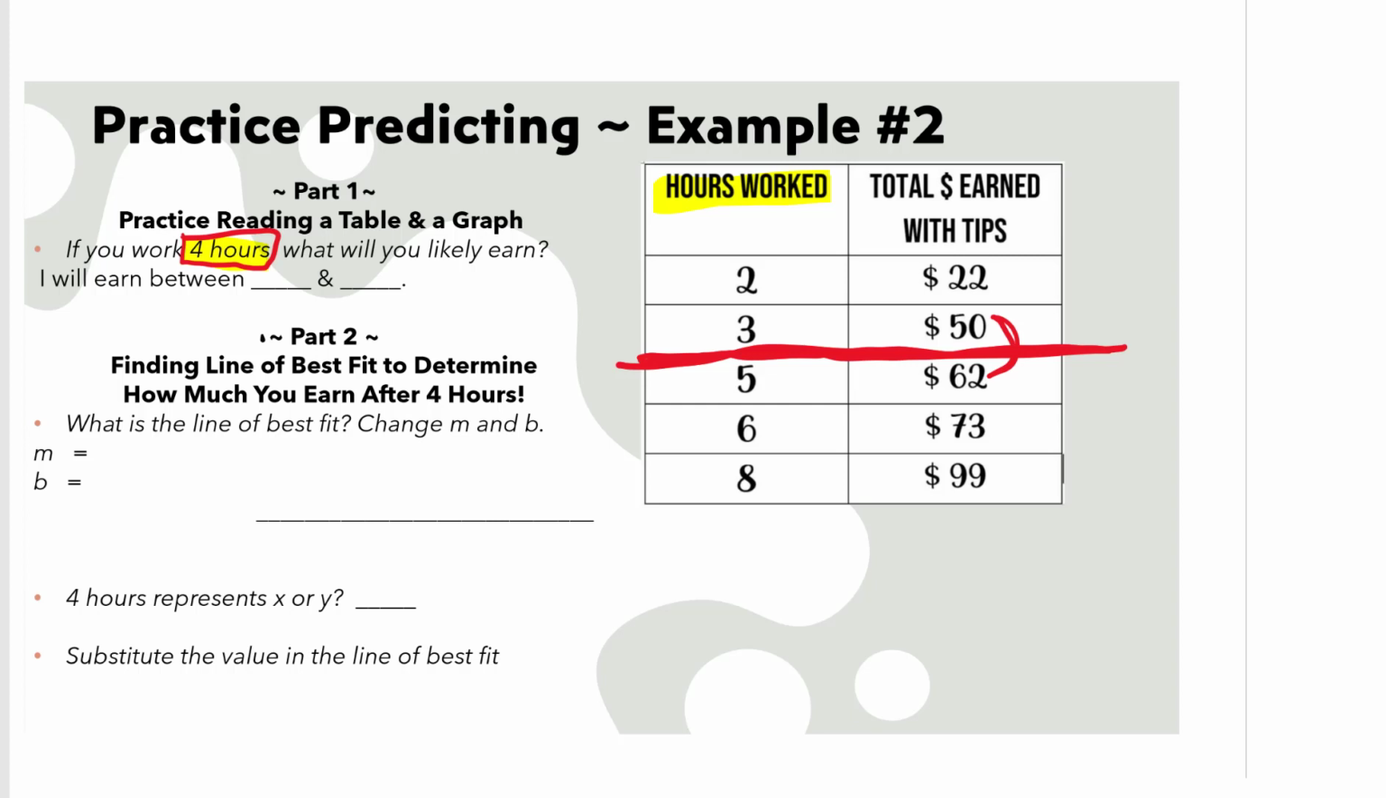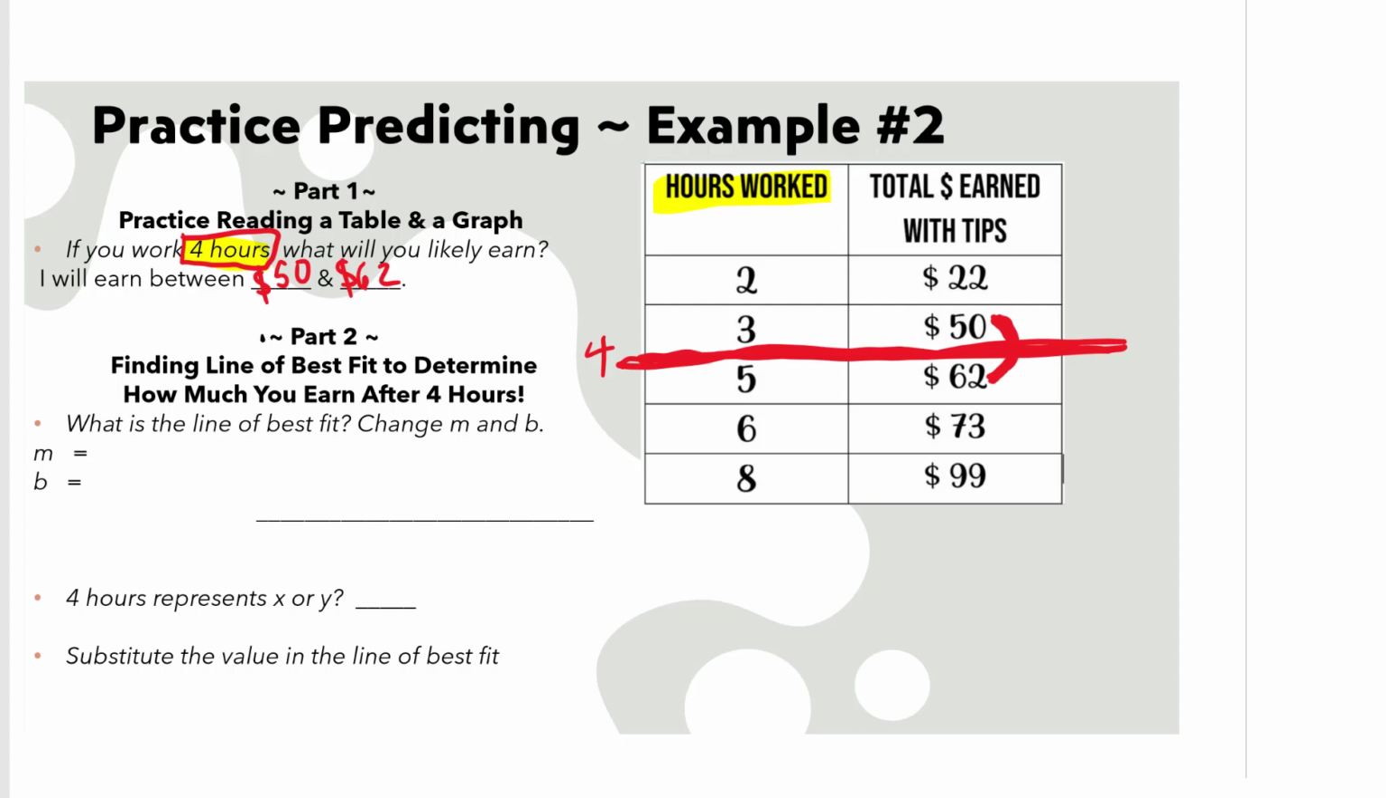Porque si trabajas 3 horas, tú puedes ganar $50. Si trabajas 5 horas, tú puedes ganar $62. So, tú sabes que si trabajas 4 es entre los dos números. So, in English, you can draw the line for 4 right here because you know, if you work 4 hours, you're going to make in between 50 and 62. So, I will earn between $50 and $62.